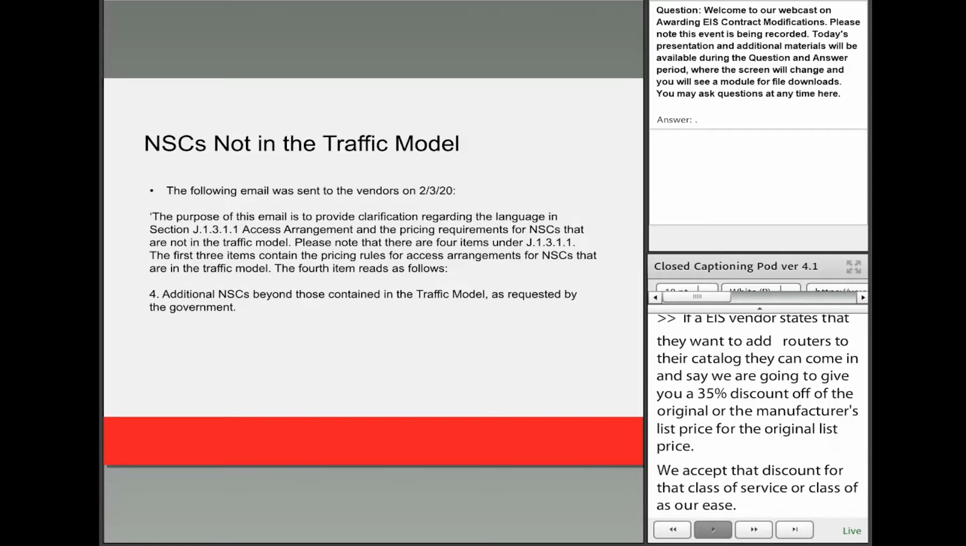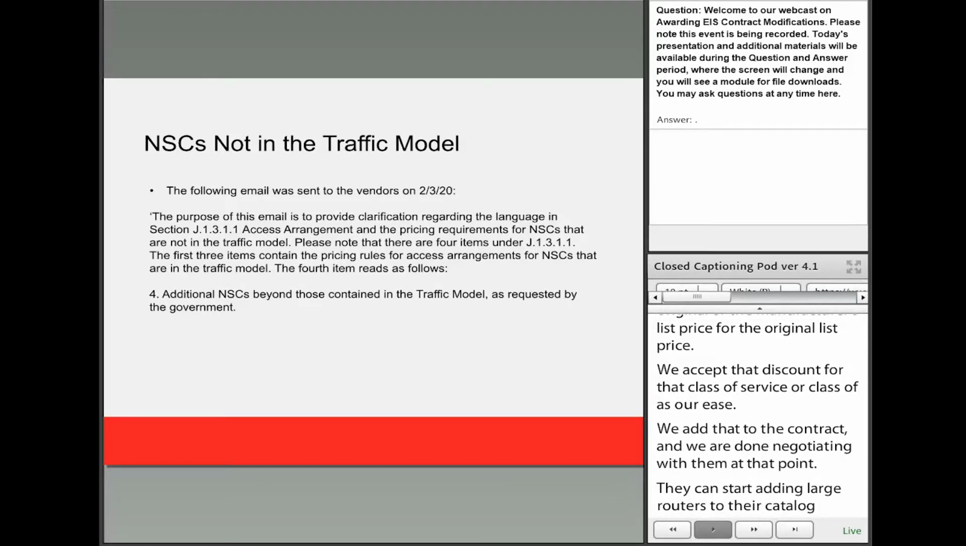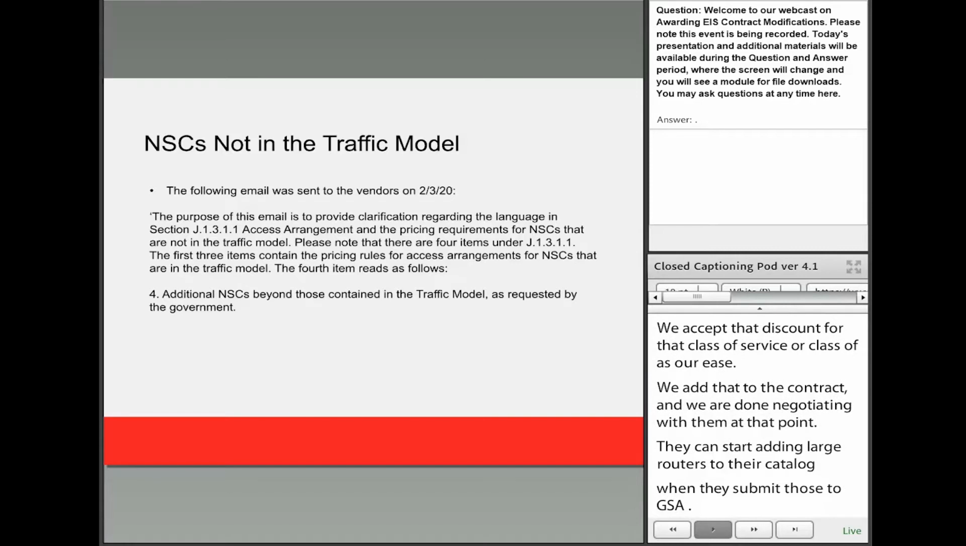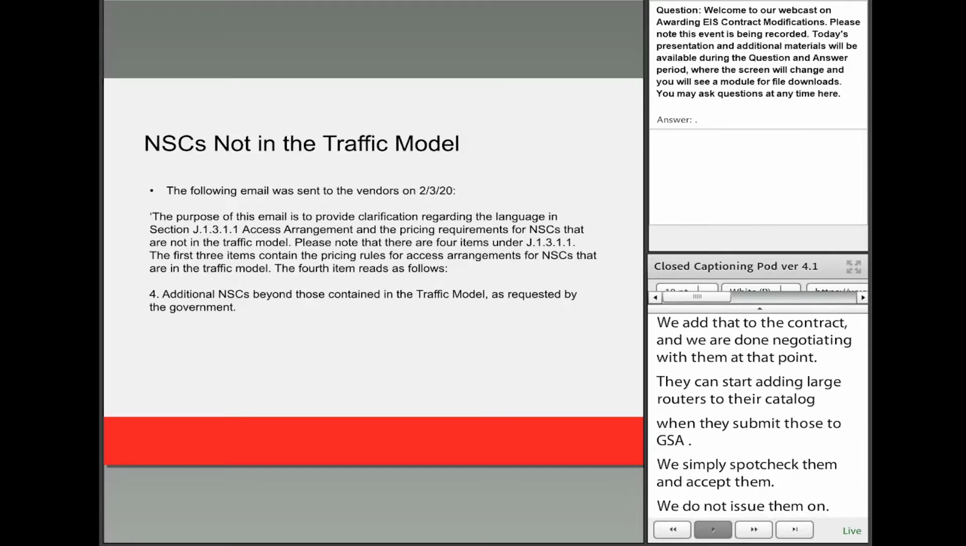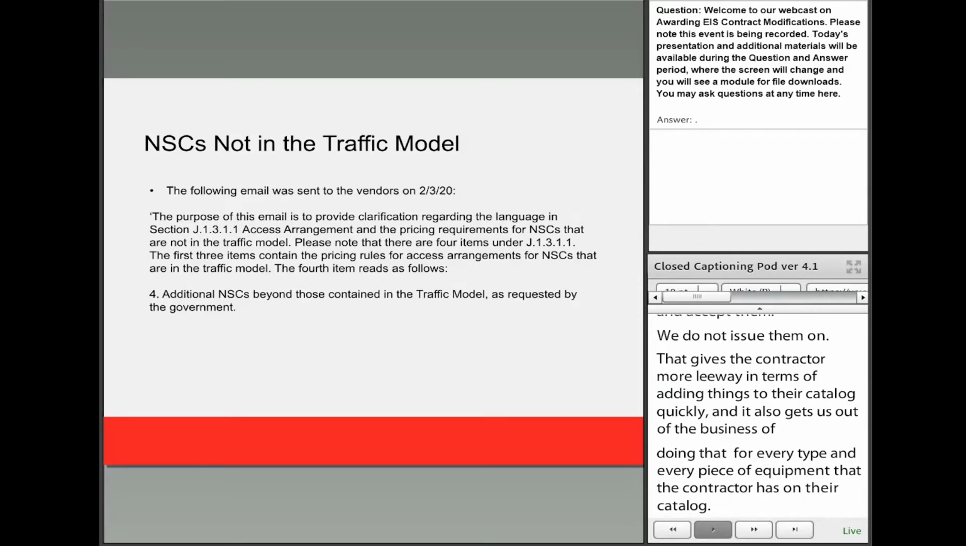When they submit those to GSA, we simply spot check them and we accept them. We don't issue a mod. That gives the contractor more leeway in terms of adding things to their catalog quickly, and it also gets us out of the business of doing a modification for every type and every piece of equipment that the contractor has on their catalog. The second way we felt like we could reduce the amount of modifications issued under the contract is by use of task order unique CLINs, TUCs.